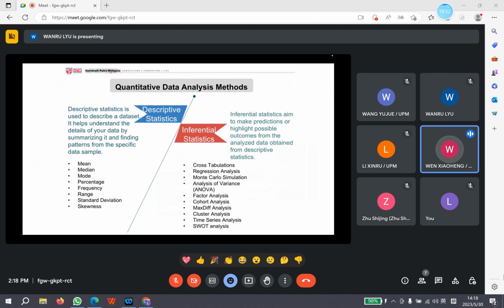And another statistics is inferential statistics. It aims to make predictions or highlight possible outcomes from the analyzed data obtained from descriptive statistics. And here are also some methods of it, such as ANOVA and factor analysis, cluster analysis, SWOT analysis, and so on. Next, please.